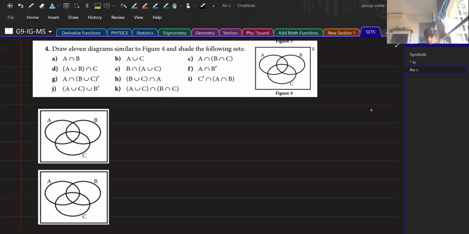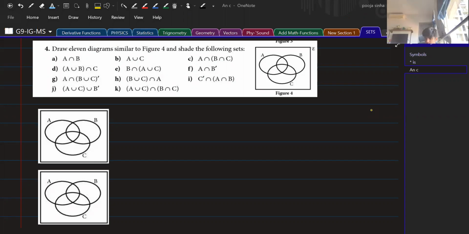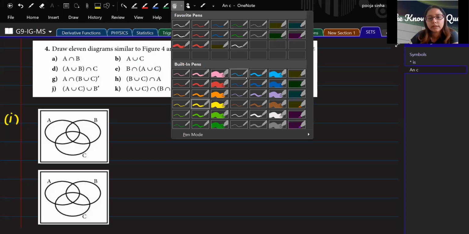So first, it's the middle of A and B, right? Intersection means the middle of A and B, something which is common, coming in both. Okay, so A intersection B. This is the first one. A intersection B, what should I highlight?